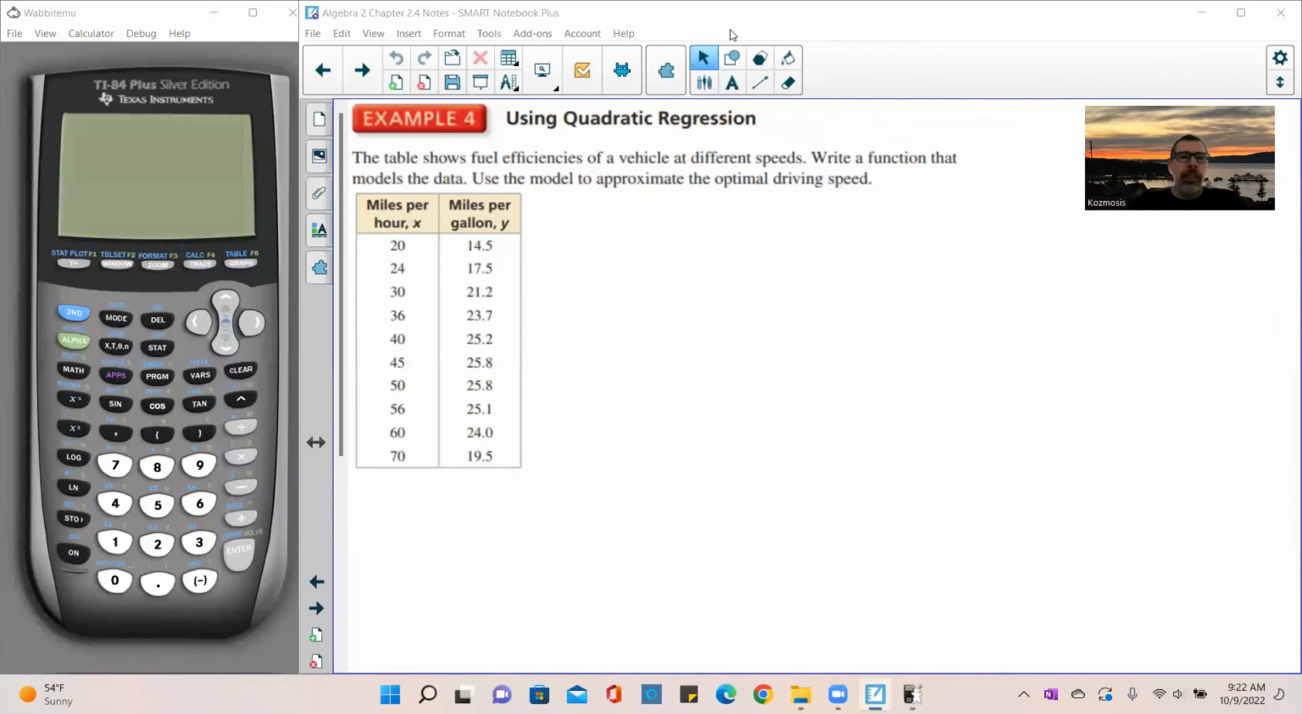Okay, example 4 brings the calculator into this concept of finding a quadratic regression equation. So the table shows fuel efficiencies of a vehicle at different speeds. Write a function that models the data. Use the model to approximate the optimal driving speed.